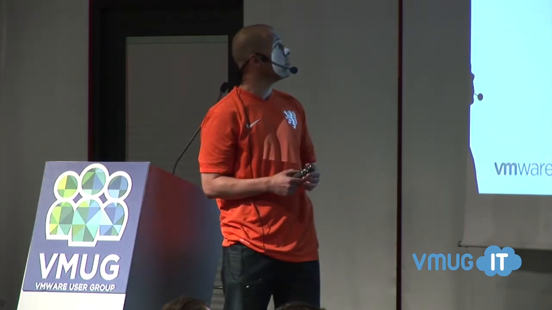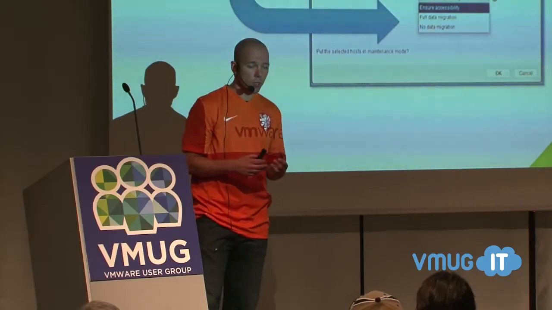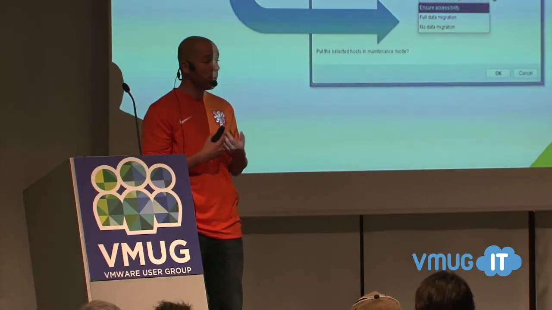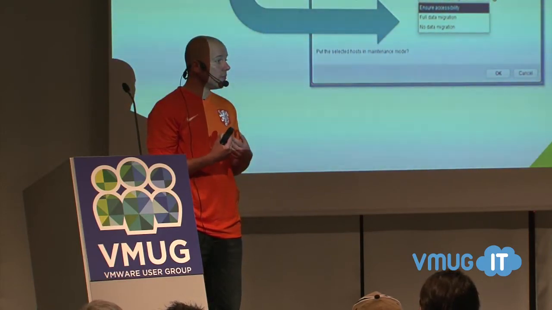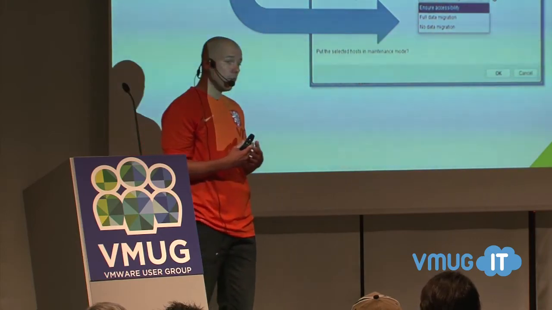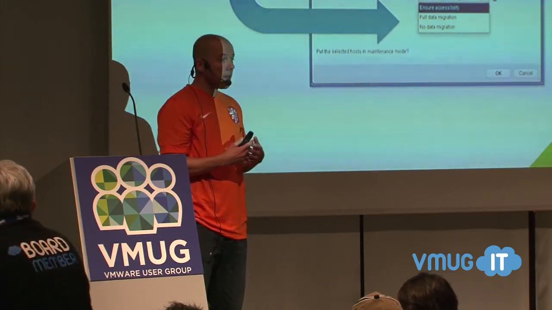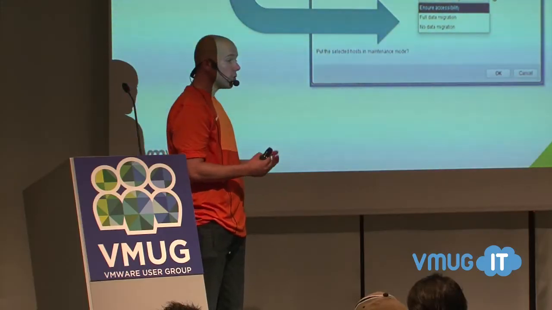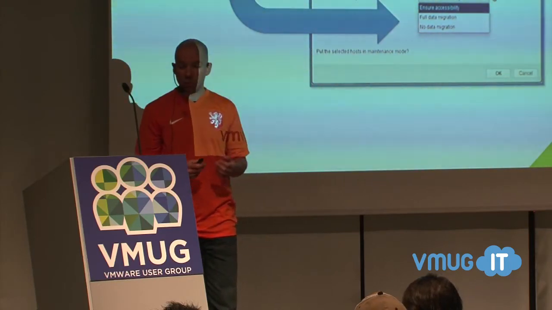The second option that I mentioned, or the first option that I mentioned, is ensure accessibility. And ensure accessibility basically means I'm only going to move objects when the availability of my object is at risk. So if I have an object with just one component, I'm going to move that single component out just to make sure that a virtual machine is available as soon as I power down that host.